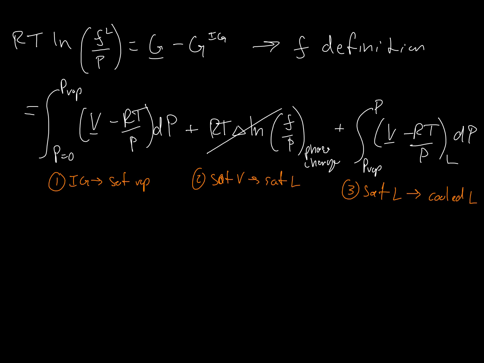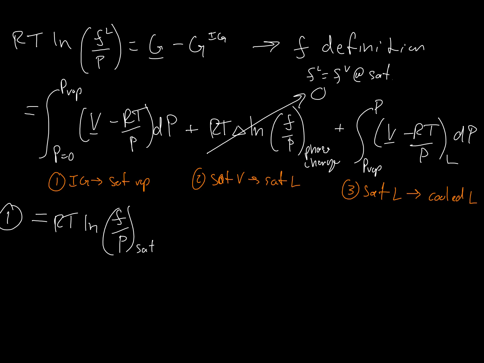So conveniently, this one goes away because the fugacity of a liquid is equal to the fugacity of a vapor at saturation. So there's no change in fugacity across the phase change. This term right here, the first term, is merely equal to just the saturated vapor fugacity. No different than the first part of the calculation. And to get it in a common form, we're going to partially integrate the third term in the expression.